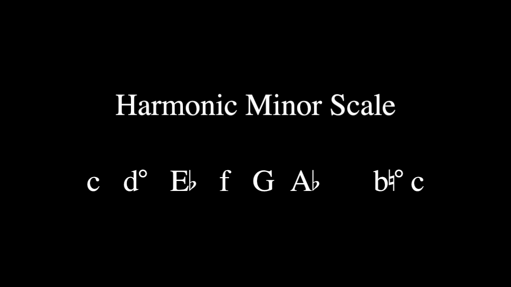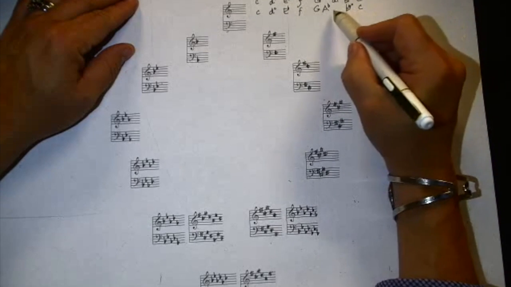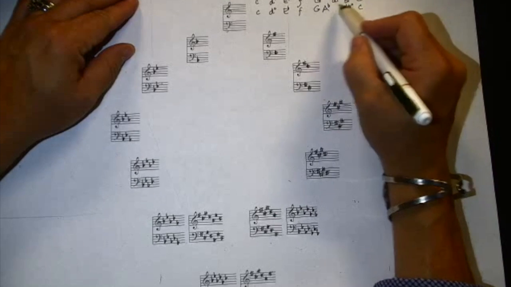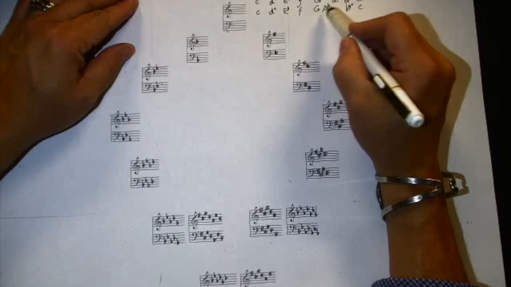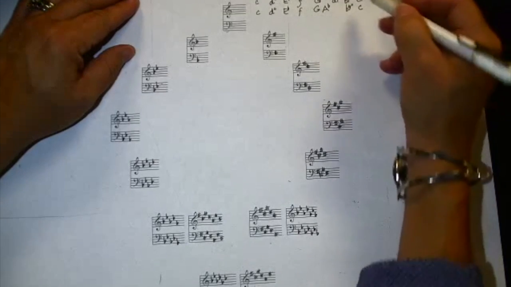Now we're going to move on to harmonic minor. So C, D diminished, E flat, F, G, A flat, and B natural diminished, and C. Remembering that harmonic minor has an augmented second between the 6th scale degree and the leading tone. We have half steps from the dominant up to scale degree 6 and between tonic and the leading tone.